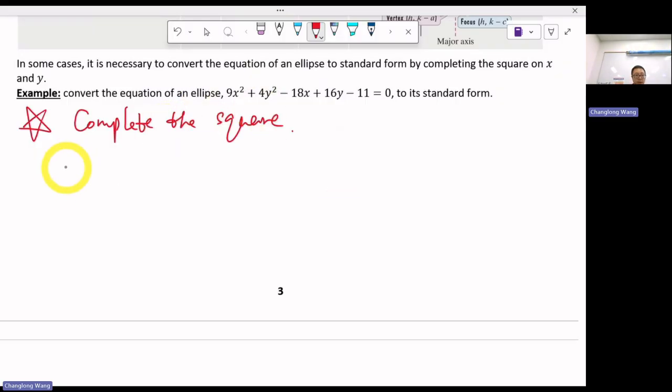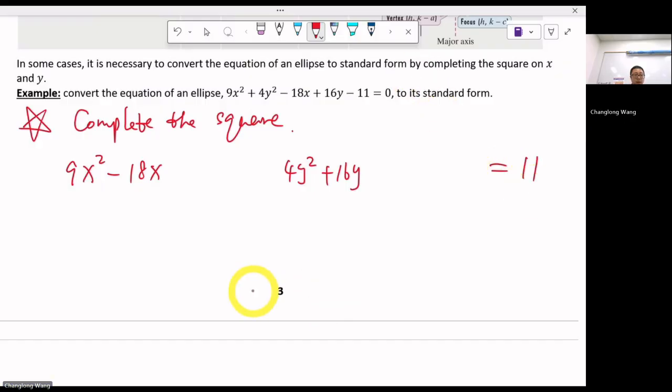But let me first rewrite the equation to group the terms I have to deal with. The terms involving x, and I'm going to leave some space here, and I have 4y squared plus 16y. I don't need that -11 for completing the square, so I'll throw that to the right-hand side. It'll be 11. So I'm just rewriting the terms. Now, if I want to use that little technique, b over 2, squared, then I need to get rid of that 9.